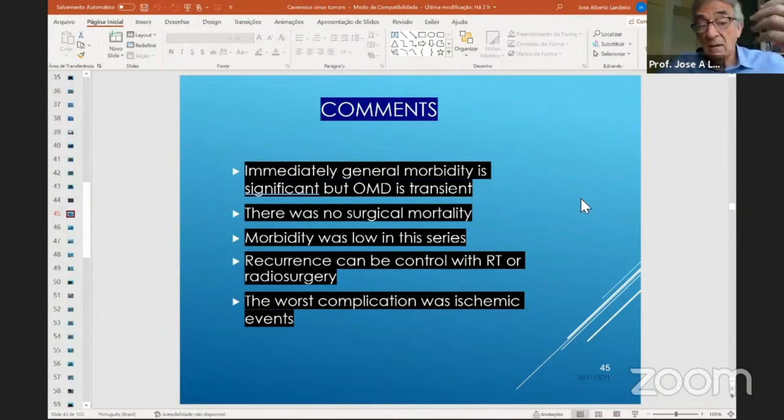Recurrence, I think, can be controlled with radiotherapy or radiosurgery. And I believe the worst complication in my study was an ischemic event due to carotid stenosis in a clinoidal meningioma encasing and narrowing the carotid artery. I tried to remove all the tumor, and the patient developed severe vasospasm after the surgery.